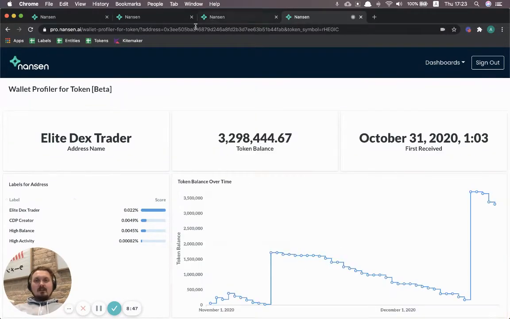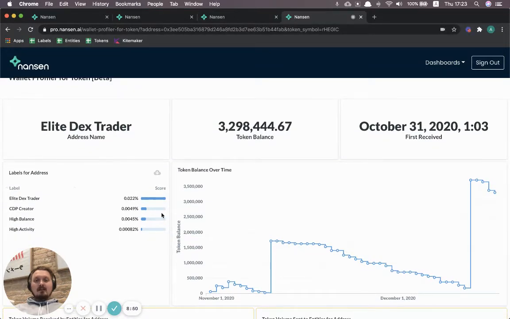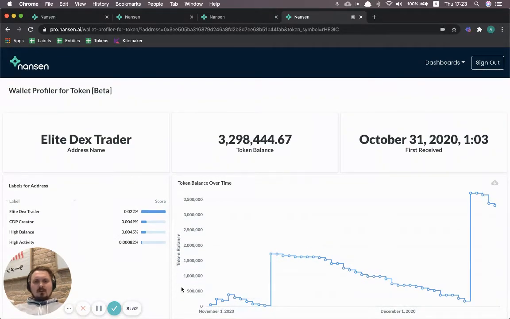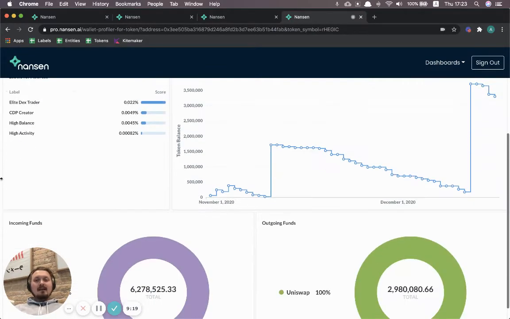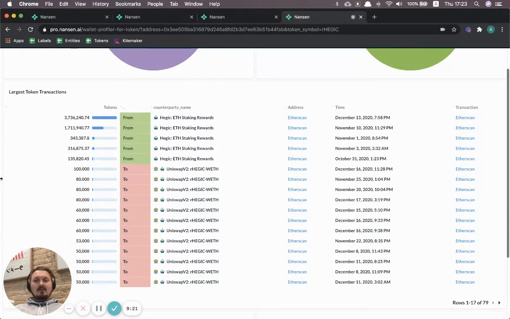So it's going to load up a similar view, but now we're looking at rHEGIC. And so what do we see here on balances? So this is a claim, meaning that they claim tokens from this rewards contract, and then the balance has been going down, which perhaps is them selling these tokens. And then there's another claim a couple of days ago, and then the balance has been going down since then. So what's actually happening here? It's nice to see the balance, but let's break it down even further. Let's look at the individual transactions.